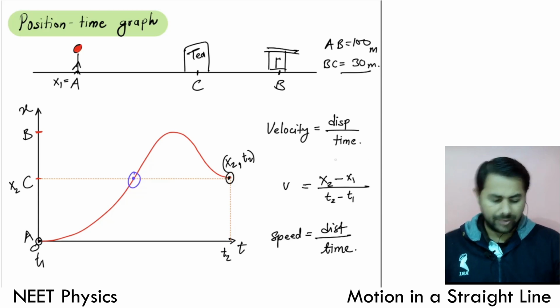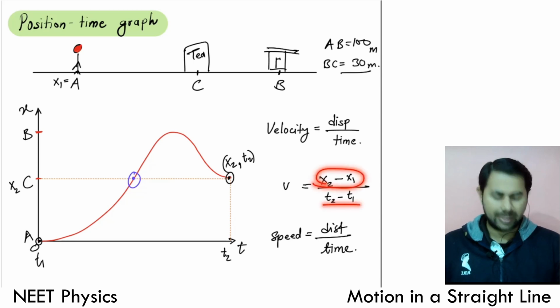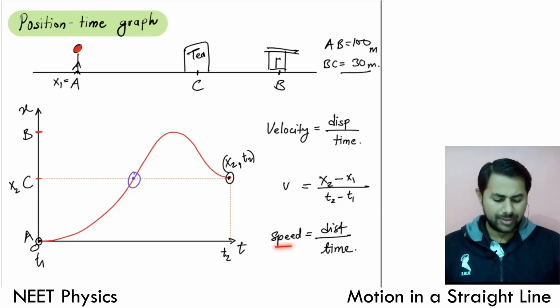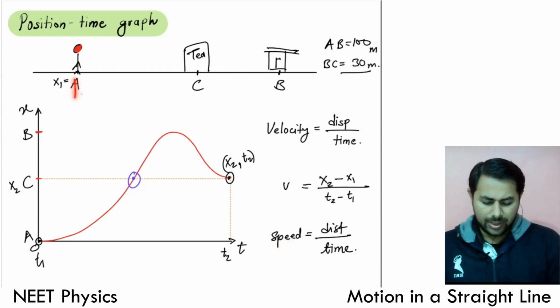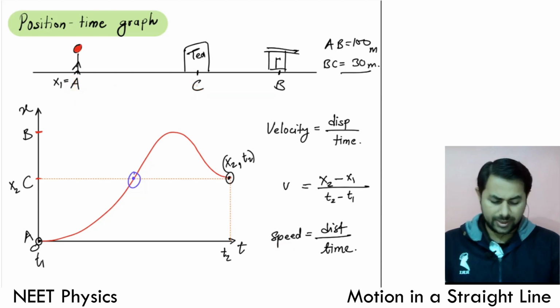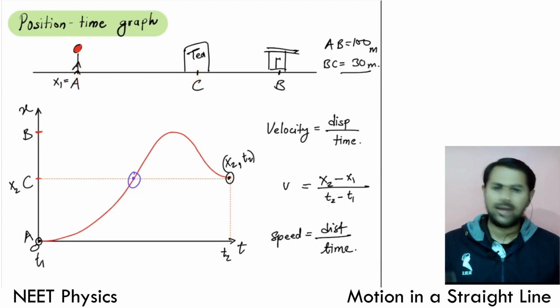Then we can find out velocity. Velocity would be equal to x2 minus x1 divided by t2 minus t1. That is my velocity: the change in position divided by change in time. And what would be the speed? How will you find out the speed? To find out velocity, what will you do? It is the difference between the positions of these 2 points, the final position minus the initial position, divided by the time.